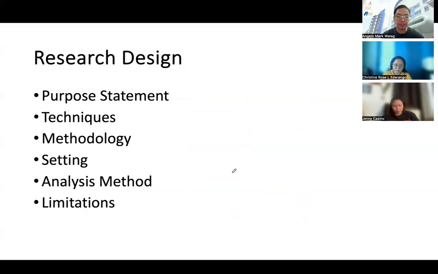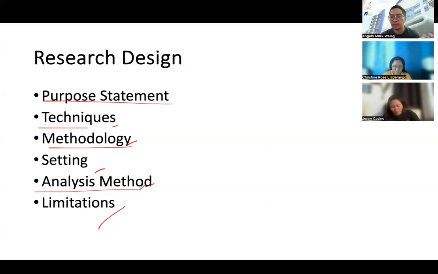Okay, so how do we write our research design? Often this is our technique. We begin with a purpose statement, the techniques we are employing, the methodology, the setting, our analysis method, and our limitations. So for example, in the purpose statement, you talk about what the design is. This study will utilize this kind of design and then break it down into techniques and methodology. So for the qualitative, I will be doing phenomenology, while for the quantitative, I will be doing a survey kind of design. And then you talk about the analysis method.